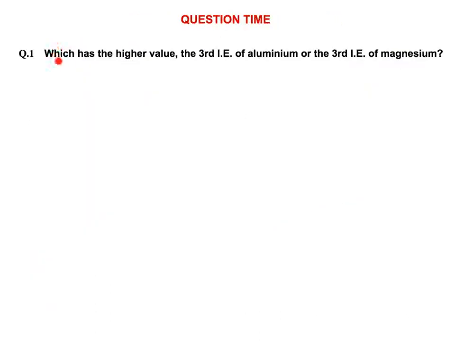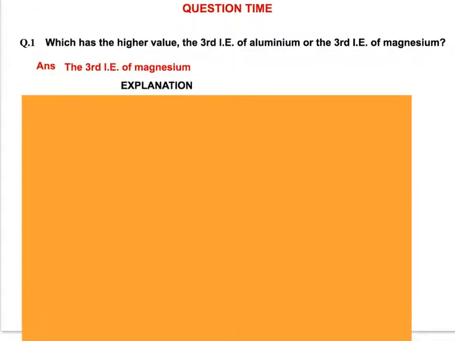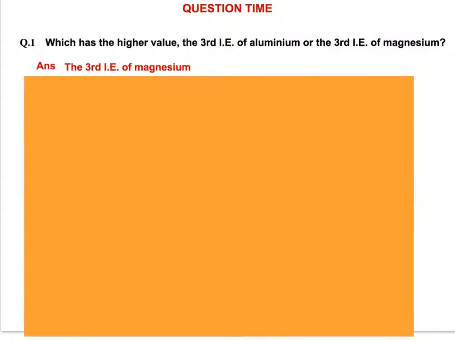So read this question. It says, which has the higher value, the third ionization of aluminium or the third ionization of magnesium? And also I want you to try and think about the explanation for why. This is quite a difficult question, so pause the video. Okay, so the answer is that the third ionization energy of magnesium is a higher value. It takes more energy to remove an electron from magnesium. So let's have a look at why.